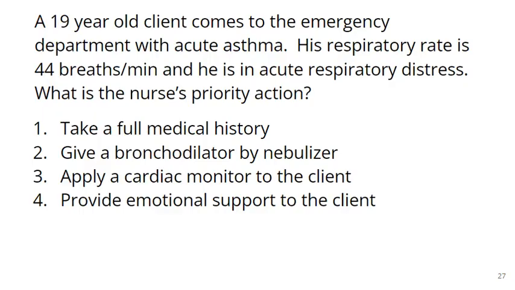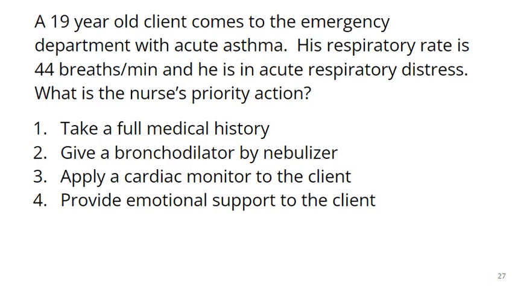Here is another example. A 19-year-old comes to the emergency department with acute asthma. His respiratory rate is 44, and he's in acute respiratory distress. What is the nurse's priority action? So again, we're going to start with Maslow, physio-psych. Take a full medical history, give a bronchodilator by nebulizer, apply a cardiac monitor to the patient, and provide emotional support. It's a little fuzzy here, but emotional support is clearly psych. So I'm just going to get rid of number 4 because the other 3 aren't clearly physio, but who knows? Do they make sense?